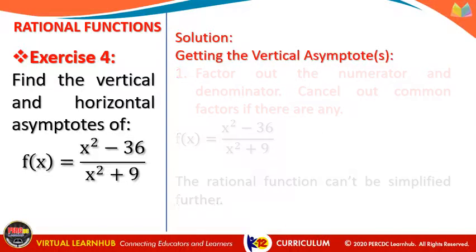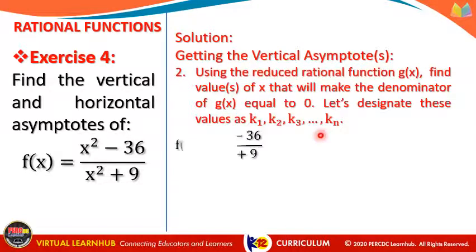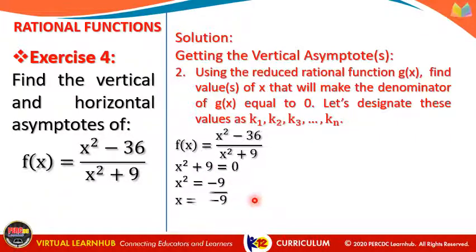So, solving for step 2, again, walang nagbago sa function natin. Ano yung mga x na magpapa-0 sa denominator? Ano yung mga x na magpapa-0 sa x squared plus 9? So, i-equate lang natin yung x squared plus 9 sa 0. Transpose yung 9 sa kabila, edi magkakaroon tayo ng x squared equals negative 9. And taking the square root of both sides, you have this.